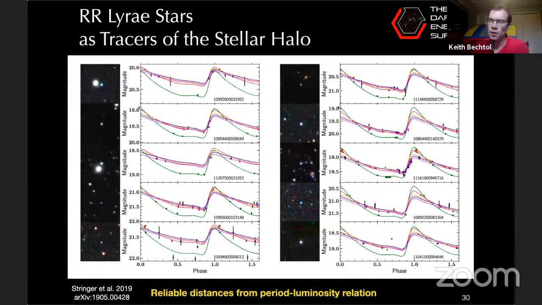So the first topic I want to bring up in terms of the science highlights is looking at particular tracer populations of the stellar halo. So the idea here is that we can look at particular types of stars and use them as probes of the overall structure of the galactic halo, and also to look for interesting substructures.